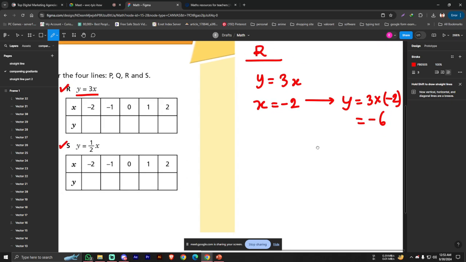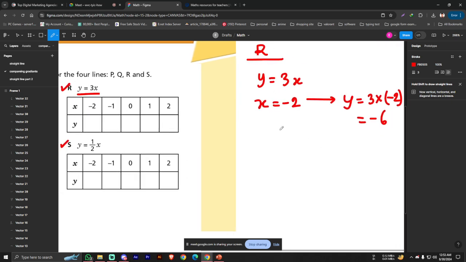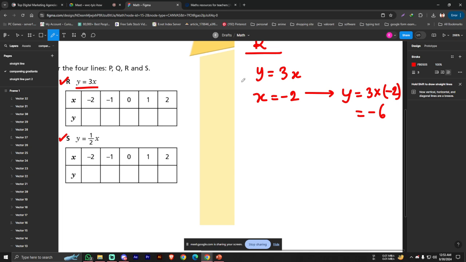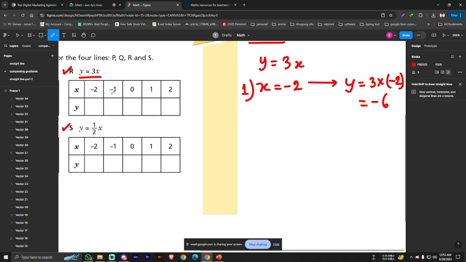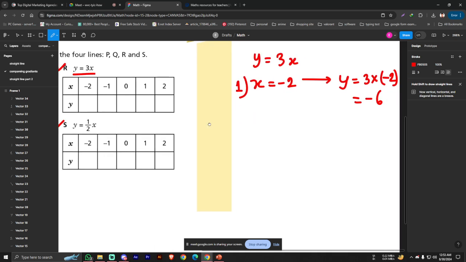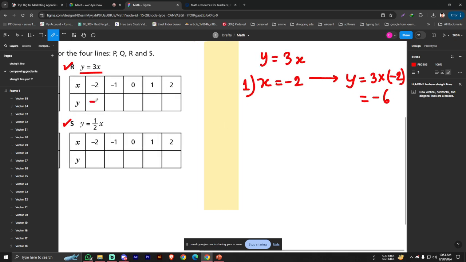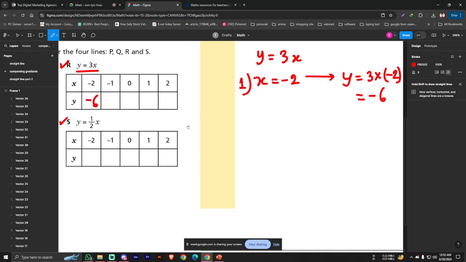We're on R, the first value. There are 5 values, right? -2, -1. You said -6. Sorry, -6. Yes, -6 is the answer, right? Yes. Okay, similar thing, just do the rest.